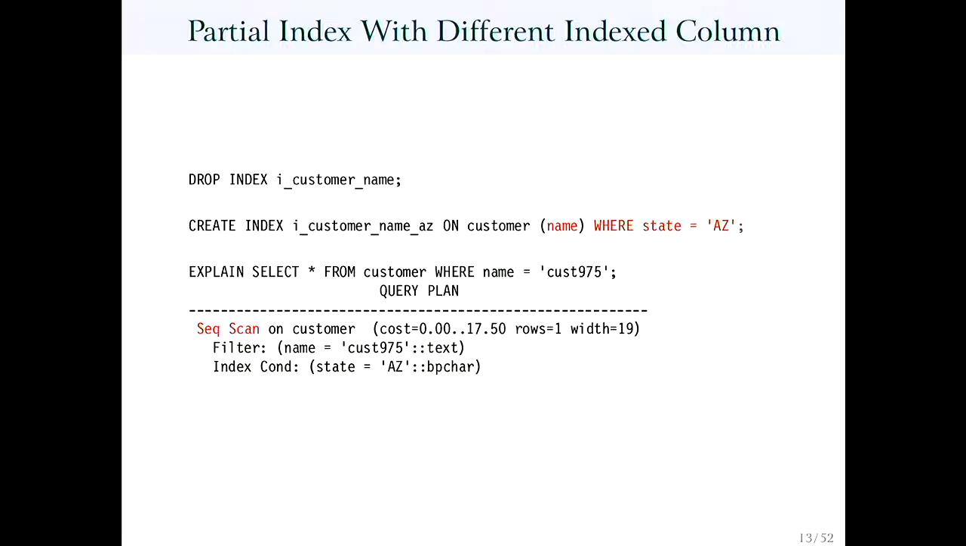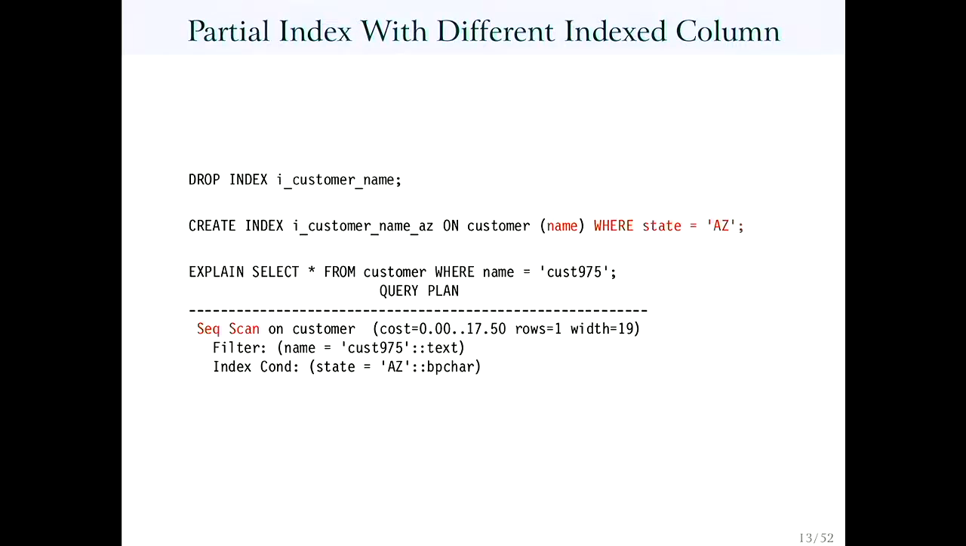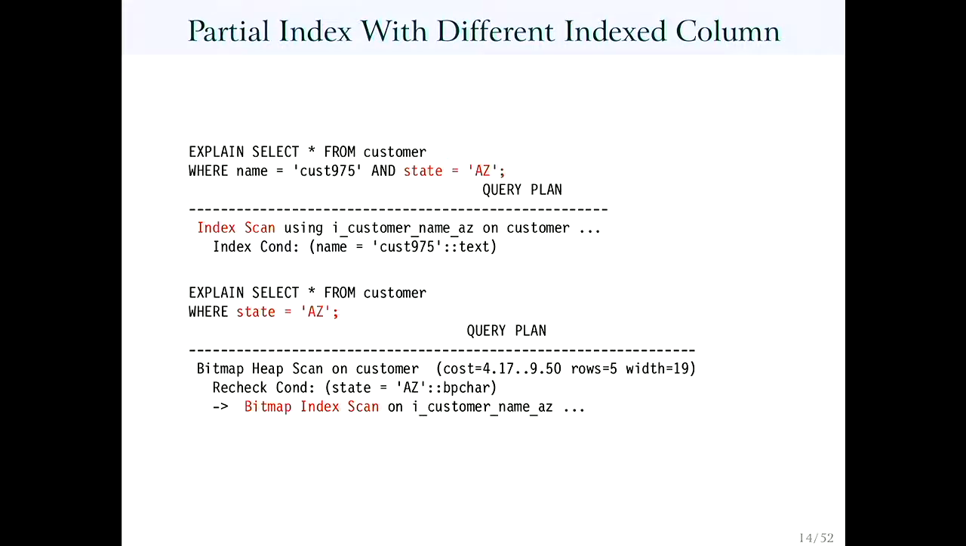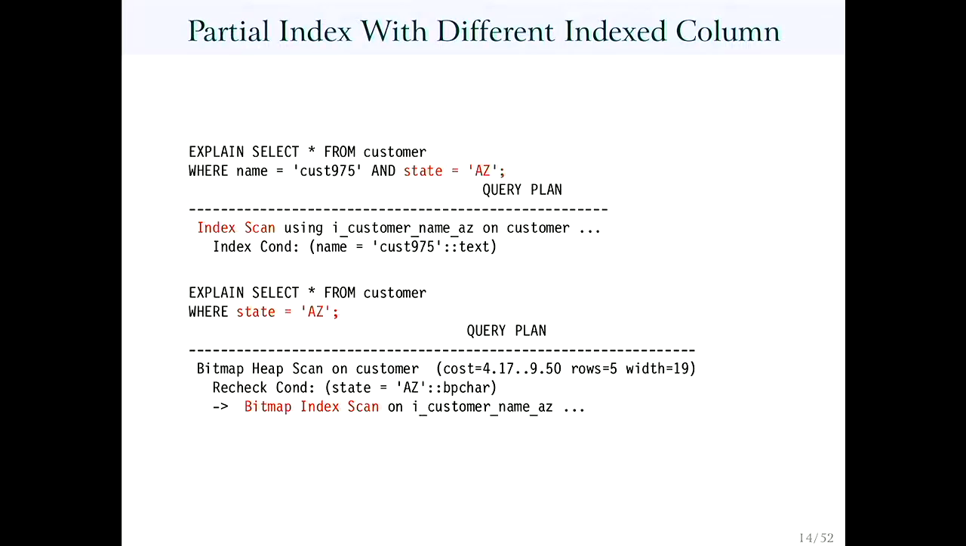So if I now do my check for everybody, it does a sequential scan. Here I'm creating an index just on Arizona. If I look for everybody, I get a sequential scan because it can't use the index, right? But if I ask for Arizona, even if I ask for the customer name and Arizona, it still knows to use the index because the index is definitely restrictive. So I'm still looking for these customers, but only in that Arizona index, okay? And of course, if I just ask for everyone in Arizona, that works. So you kind of get the idea of how that works.